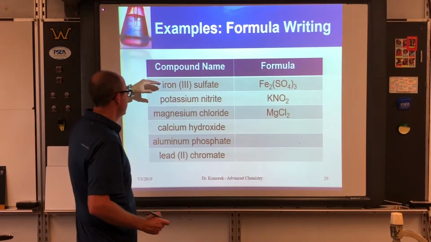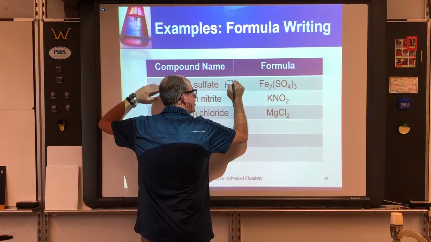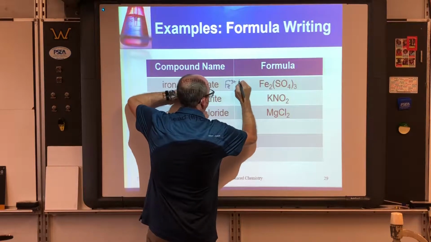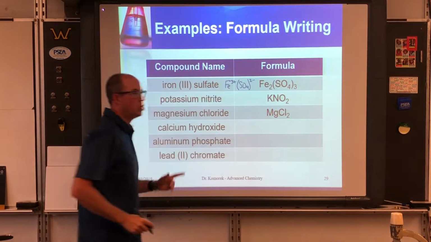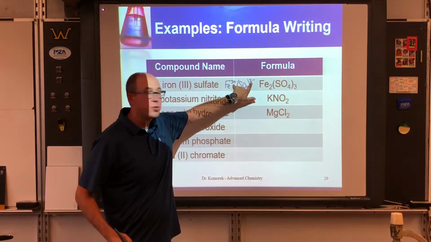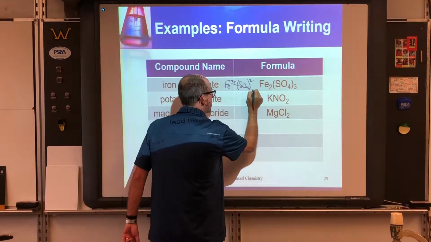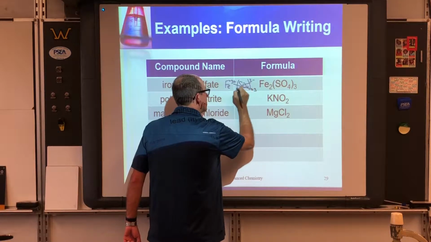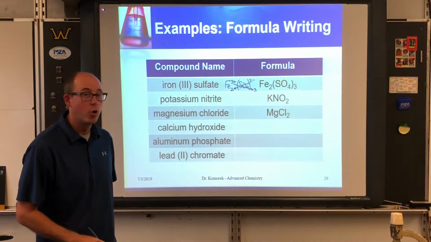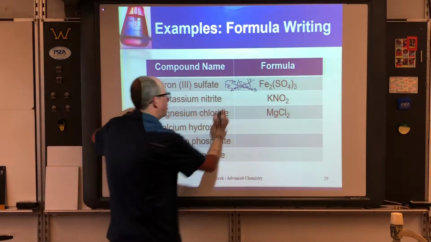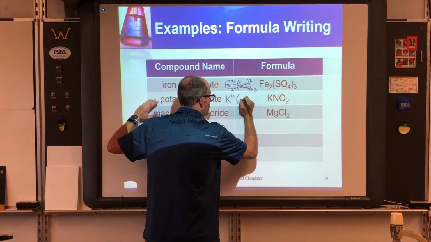Okay, looking at these examples, iron(III) sulfate, that means I have iron with a 3+ charge. Sulfate is SO4 with a 2- charge. Look to see if the charges cancel. A +3 and a -2 don't, so cross the charges. This 3 is rewritten down here, the 2 is written down here, and the formula is Fe2(SO4)3.